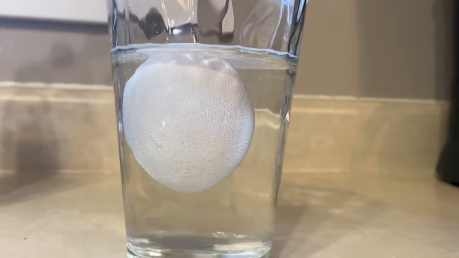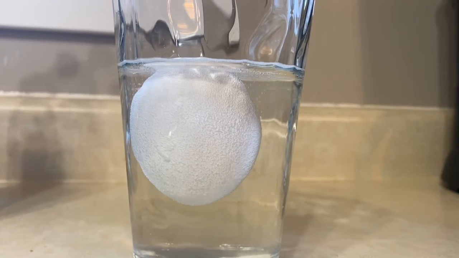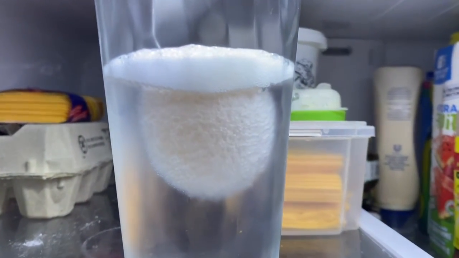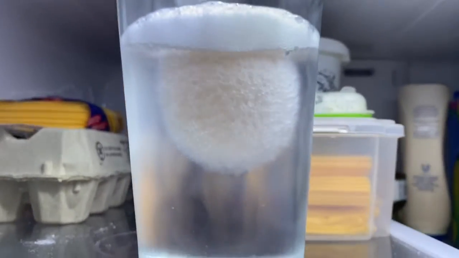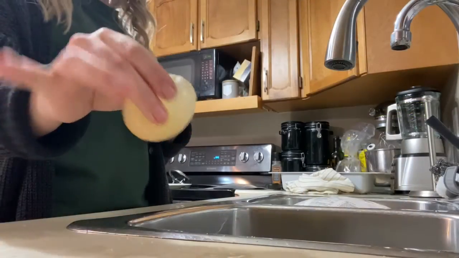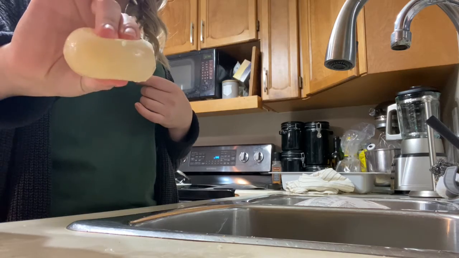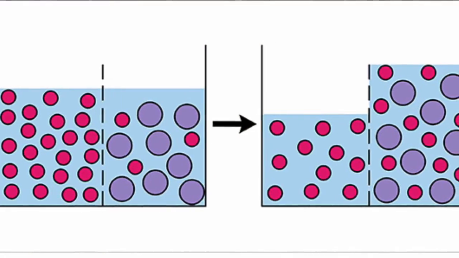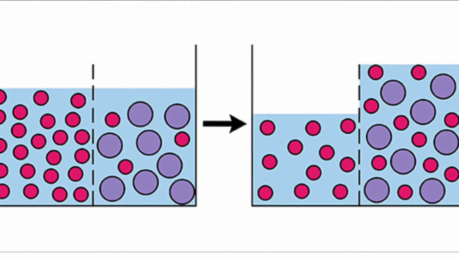When the shell completely dissolved, it fully exposed the membrane of the egg. The water molecules from the vinegar traveled through the membrane into the egg. This caused the egg to get bigger due to the water molecules traveling into the egg. The membrane of an egg is semi-permeable, which means that only certain molecules can pass through. In this case, only water molecules can pass.